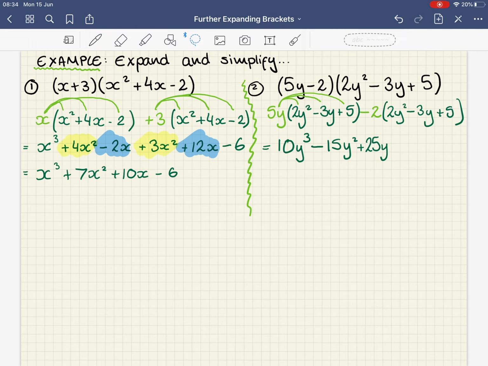I'm just going to quickly move this over, just a tiny bit, because I wrote those numbers a little bit big and I'm going to run out of space otherwise.